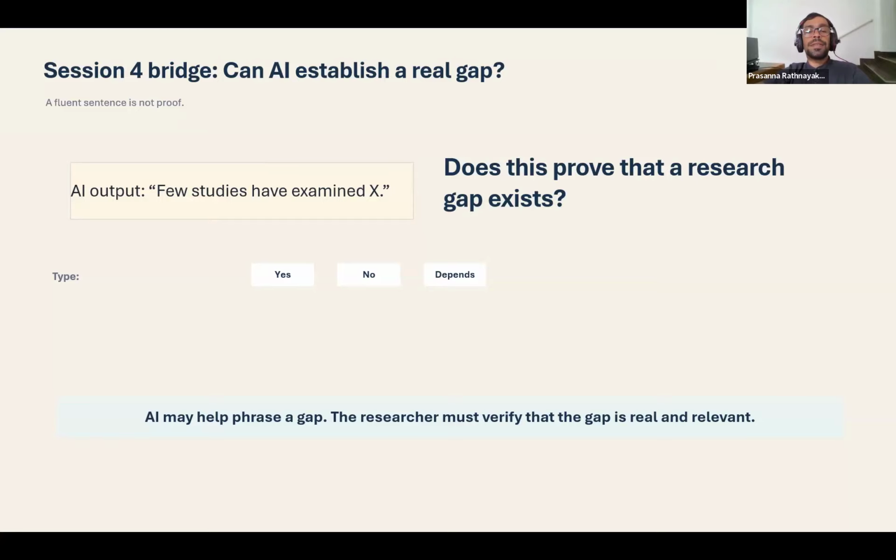Depends. I'm waiting for you to respond. Does this sentence prove that a research gap exists? Yes, Mahesh, yes, recordings will be uploaded towards this evening. No worries.